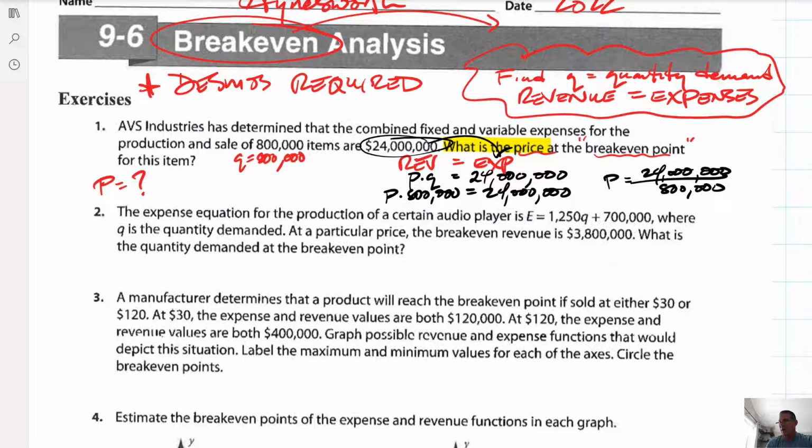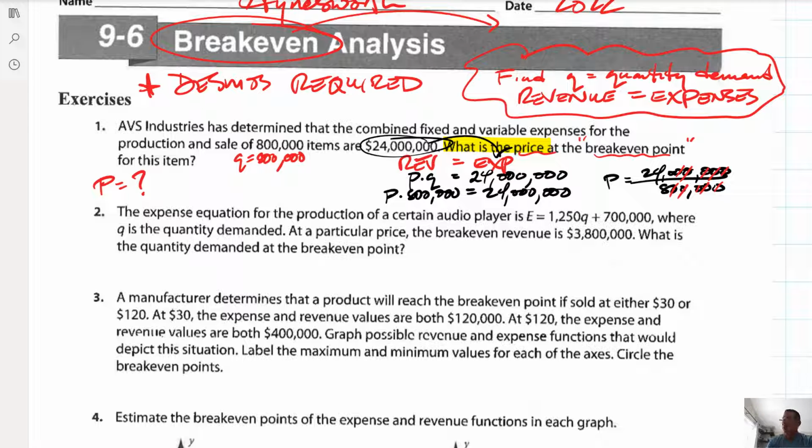Let's see if we can do this in our head. Well, you can cancel out zeros, right? So cancel out 3 zeros, well, actually 5: 1, 2, 3, 4, 5. And you get 240 divided by 8. And 240 divided by 8 is 30. So the price is 30.